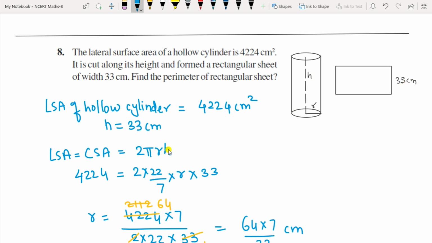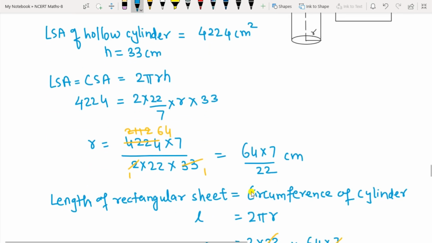So lateral surface area or the curved surface area is 2 pi R H for a cylinder. Substitute the values here. You don't know the R, so find the R. Now the R comes in a fraction, so keep it as it is, 64 into 7 upon 22 centimeter. Then after cutting it along the height, it becomes a rectangular sheet, so you have to find the length of the rectangular sheet.